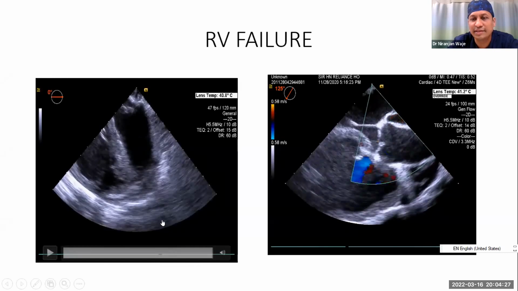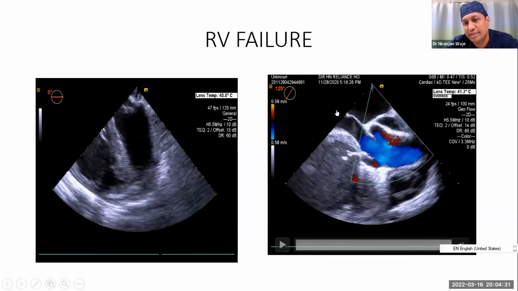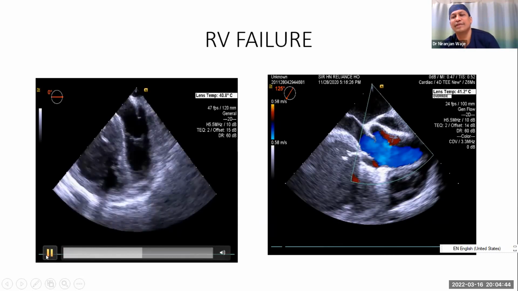On the right-hand side is the long axis view: LA, LV, this is the mitral valve, this is the aortic valve, and the flow in the aorta. Normally, the right ventricle should be seen as a small chamber. Here the right ventricle is ballooned out into the LV. So both are classical examples of right ventricle failure.